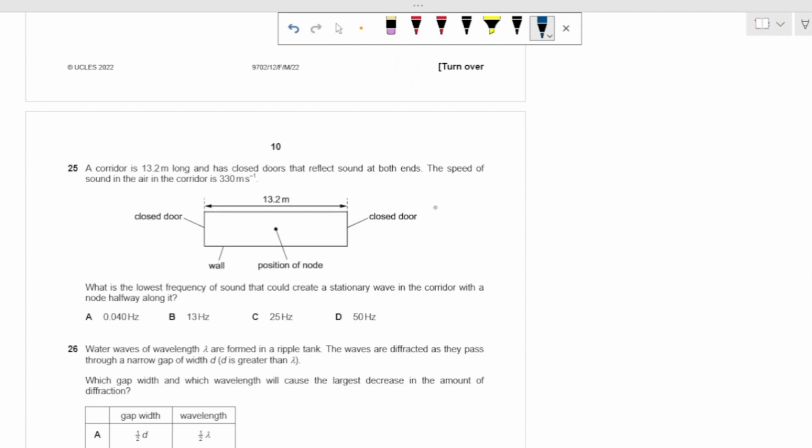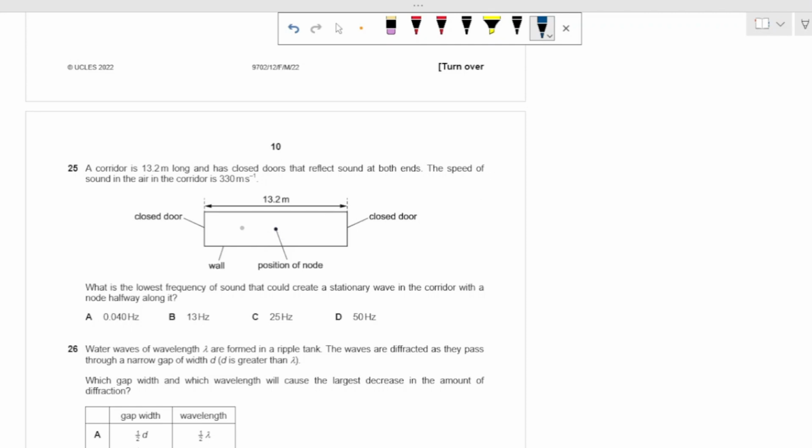Question 25. A corridor is 13.2 meters long and has closed doors that reflect sound at both ends. The speed of sound in the air in the corridor is 330 meters per second. What is the lowest frequency of the sound that could create a stationary wave in the corridor with a node halfway along it? They're talking about stationary waves and asking for the lowest frequency. That means we need to go to the most basic stationary wave that we can make.